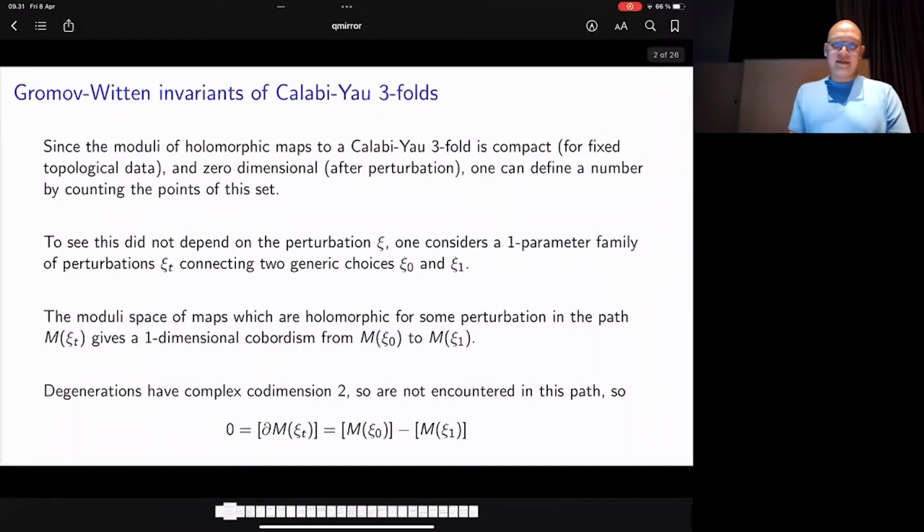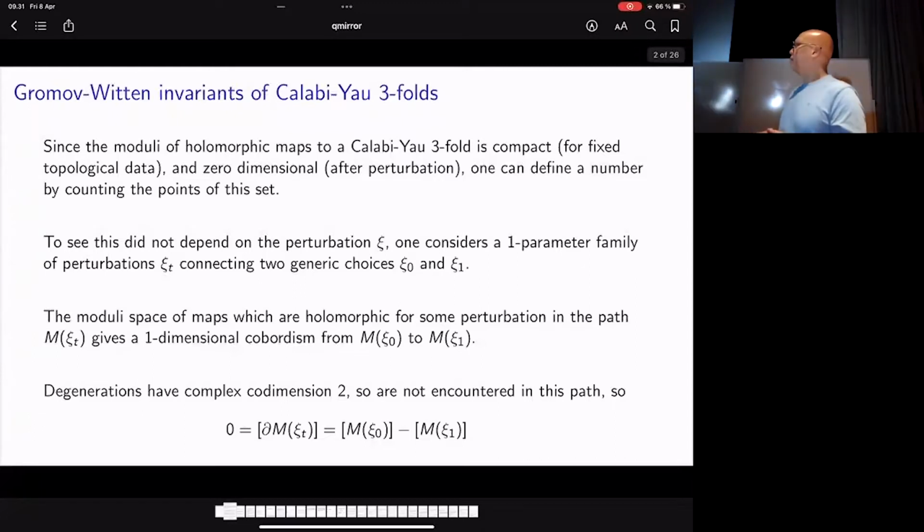So I have to review what I said last time I was here in Miami, which is about Gromov-Witten theory and open Gromov-Witten theory. Let me briefly recall that to define Gromov-Witten theory in a Calabi-Yau threefold, very roughly speaking, you consider the moduli of holomorphic maps. It's compact, virtual dimension 0, and so you want to perturb and then count points.